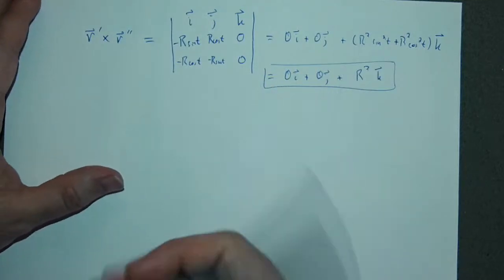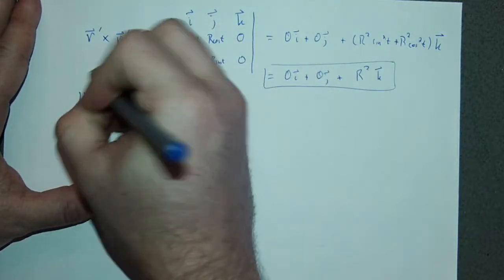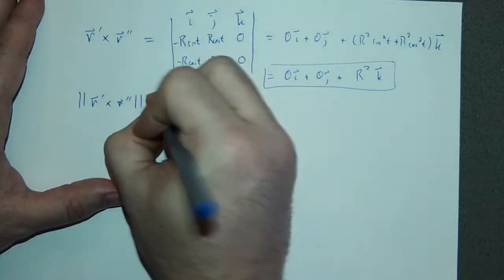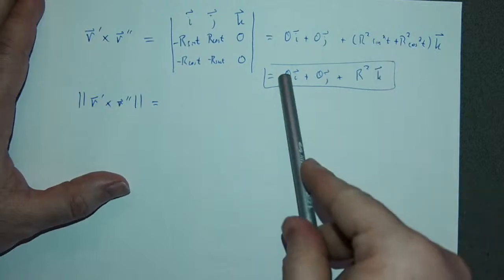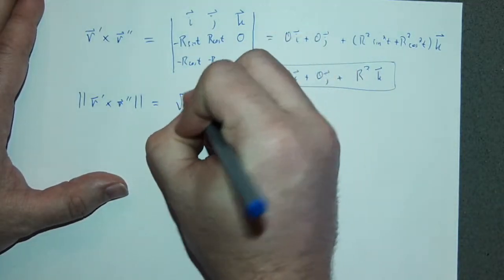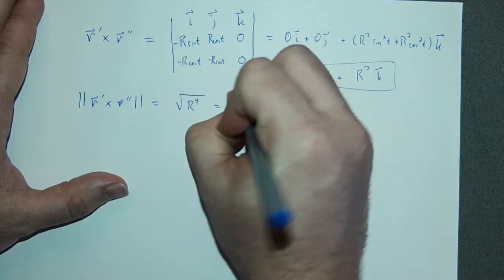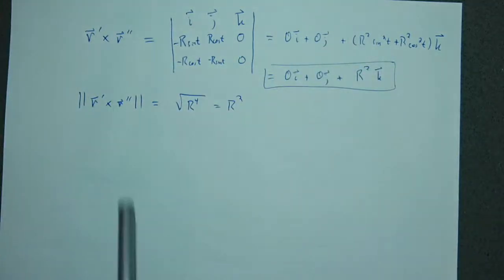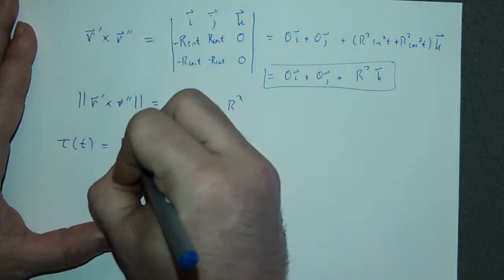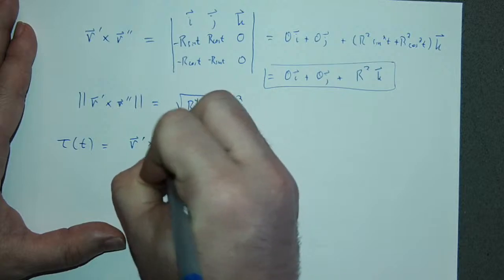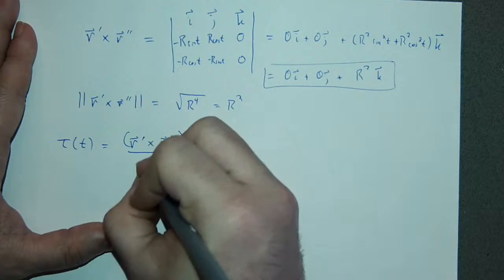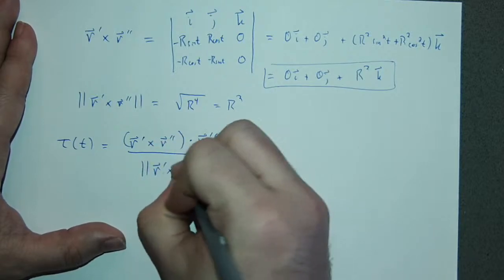But now I'm dotting this, so I can compute the length of this, of course. There's no need, though. The length of this is the square root of 0 squared plus 0 squared plus r squared squared, so the square root of r to the 4th. So this is r squared. This doesn't matter because if I'm computing the torsion, this is r prime cross r double prime dotted with r triple prime, over the length of r prime cross r double prime squared.